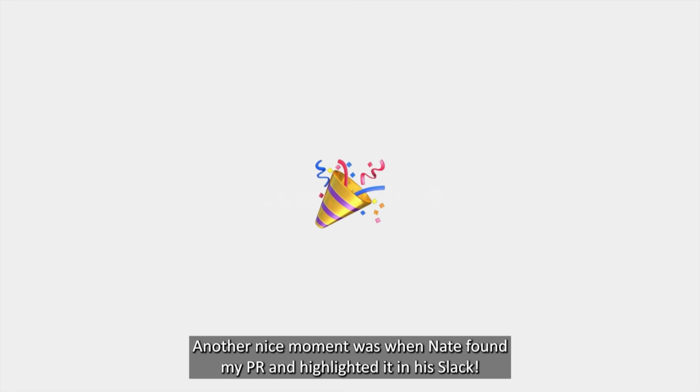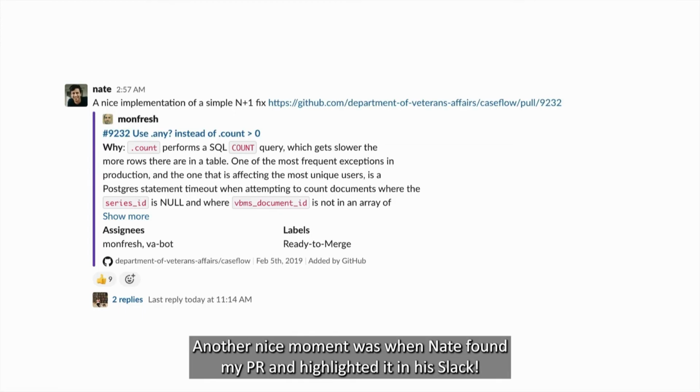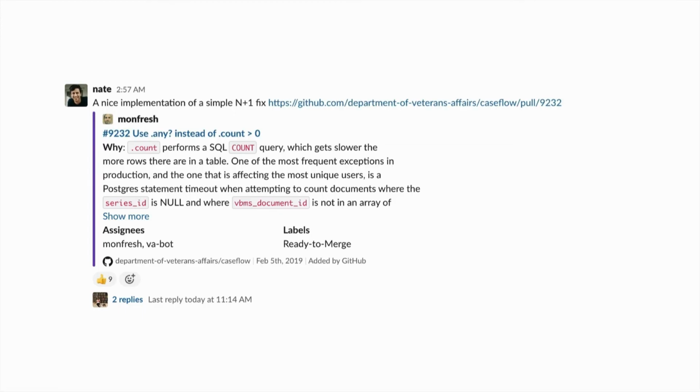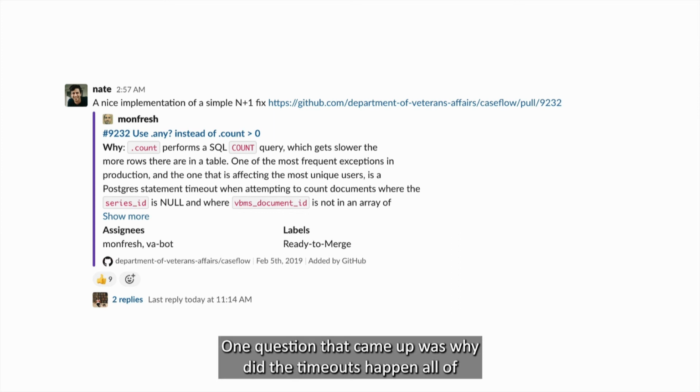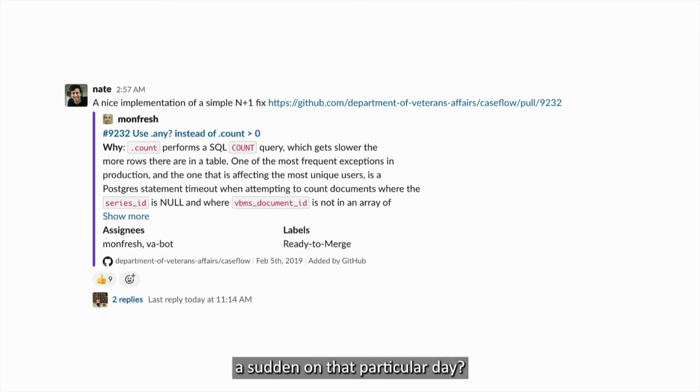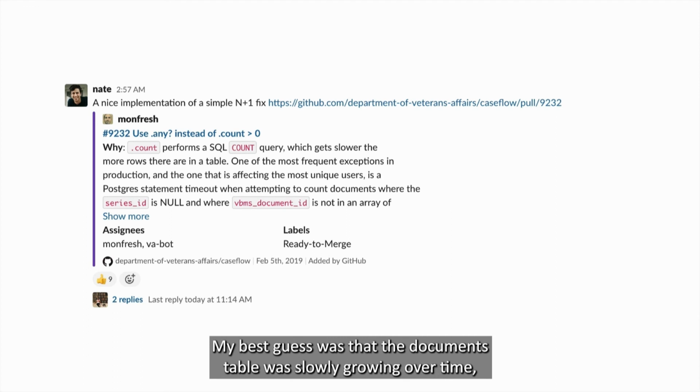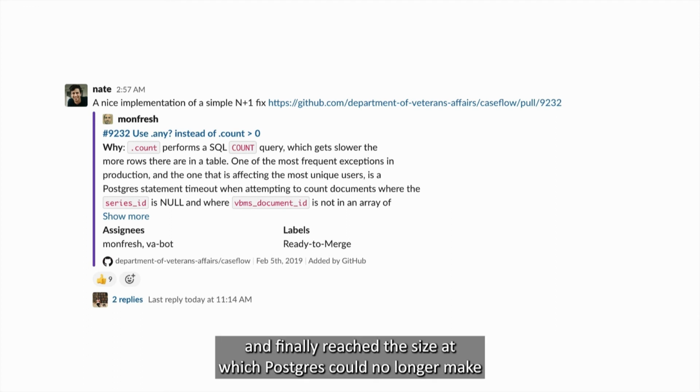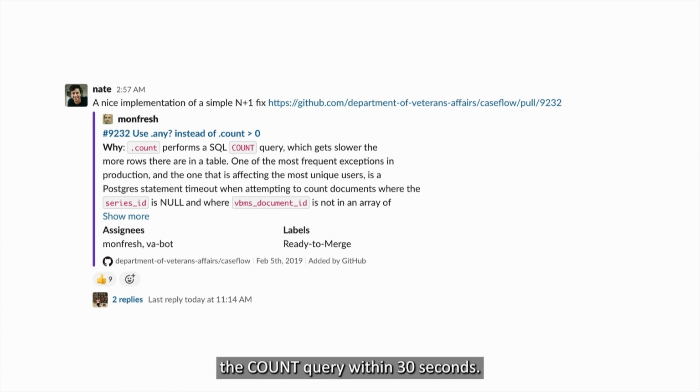Another nice moment was when Nate found my PR and highlighted it in his Slack. And one question that came up was, why did the timeouts happen all of a sudden on that particular day? My best guess was that the documents table was slowly growing over time and finally reached the size at which Postgres could no longer make the count query within 30 seconds.